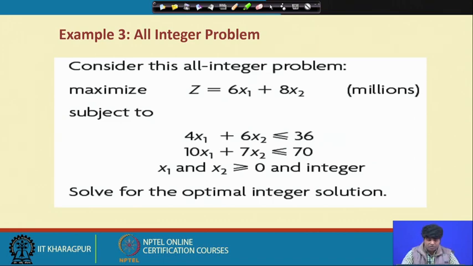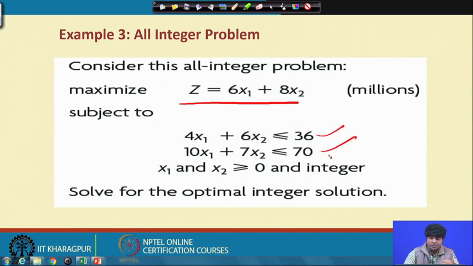So, what we have already discussed here is a simple example of integer programming, where we are maximizing an objective function z equal to 6 x 1 plus 8 x 2, and we have two constraints, both of less than type, and x 1, x 2 greater than or equal to 0. That is the non-negativity restriction, and then the solution must be integer type. That means in the optimal stage, the values of the decision variables must be integer type.